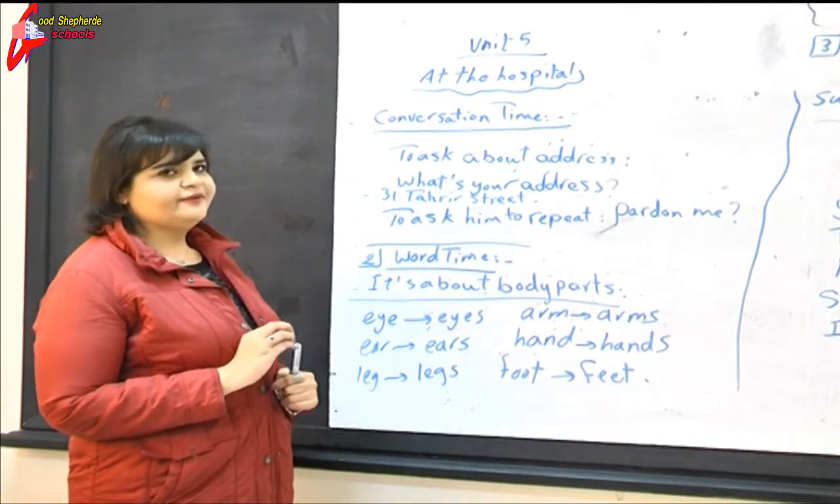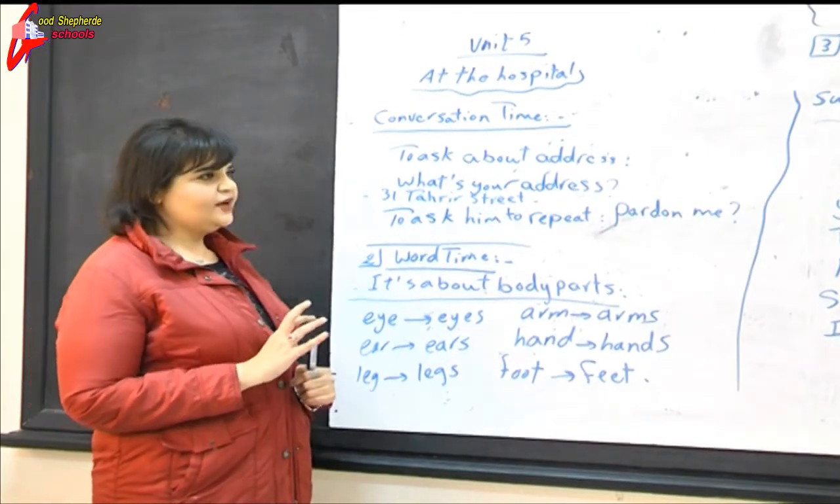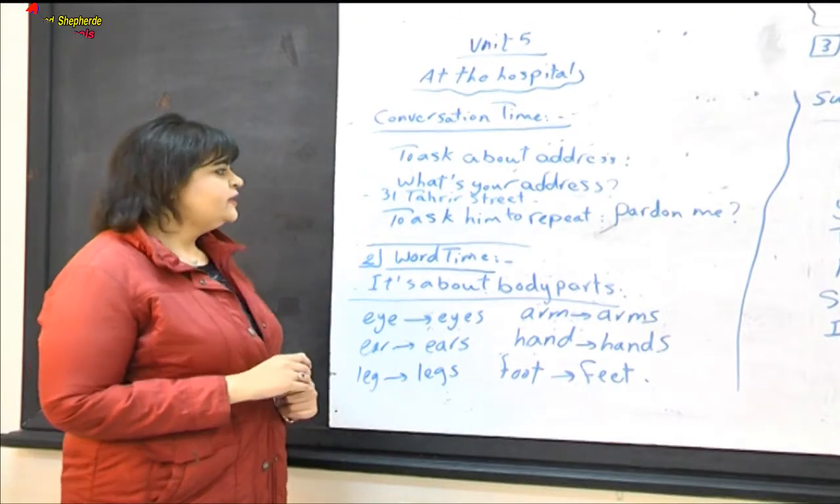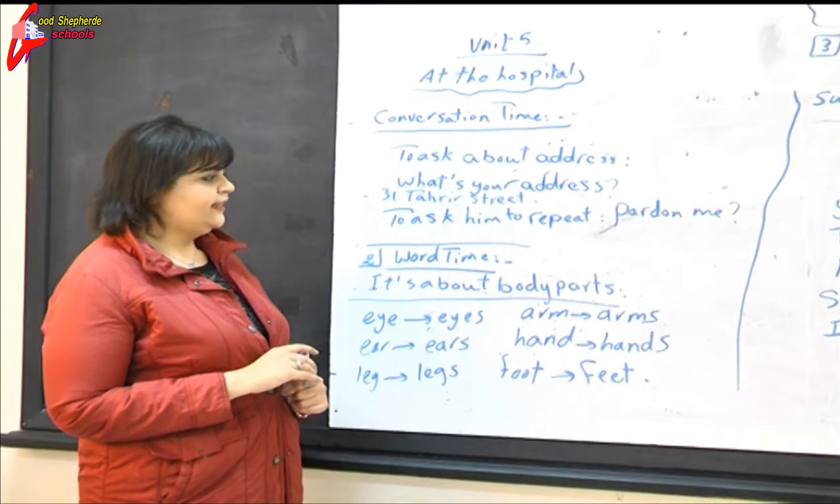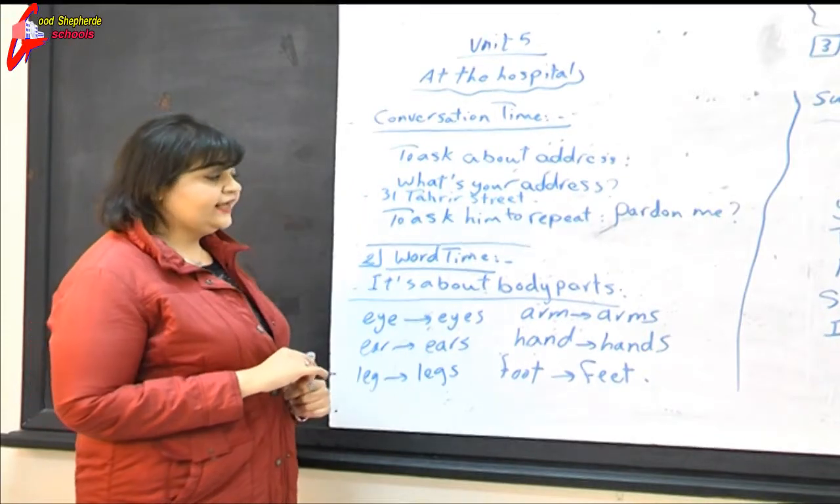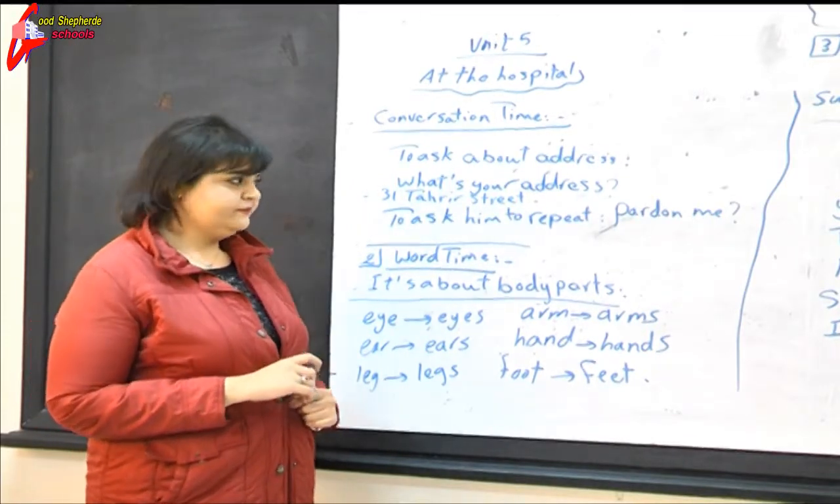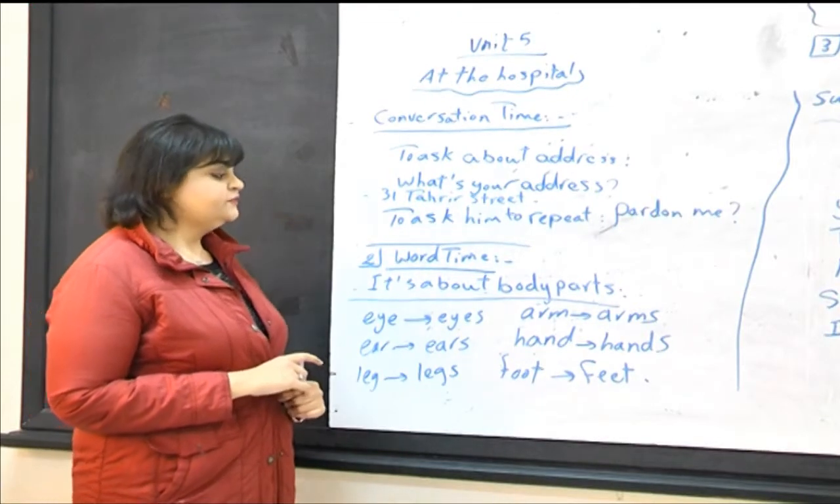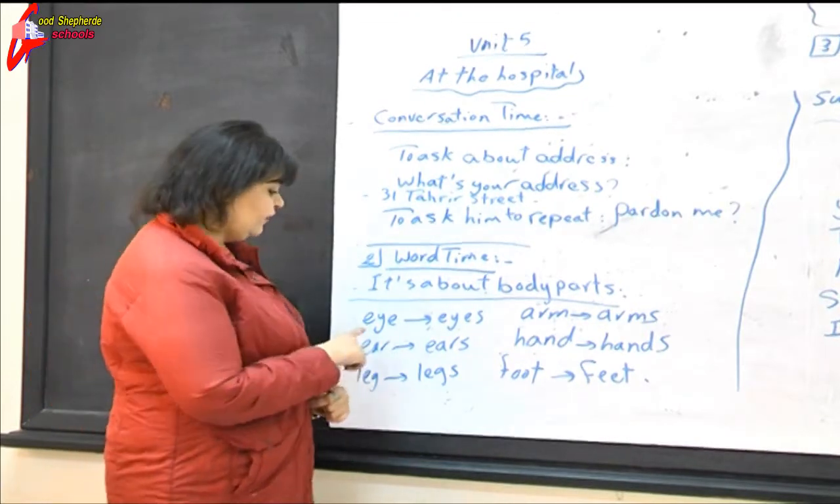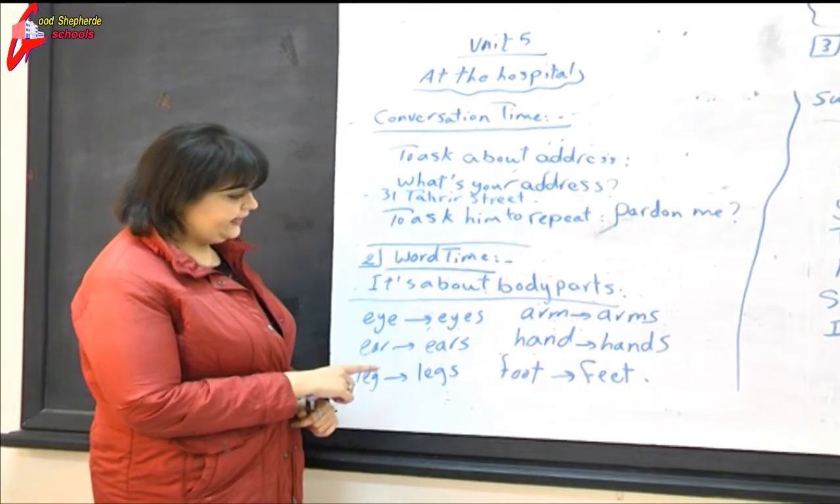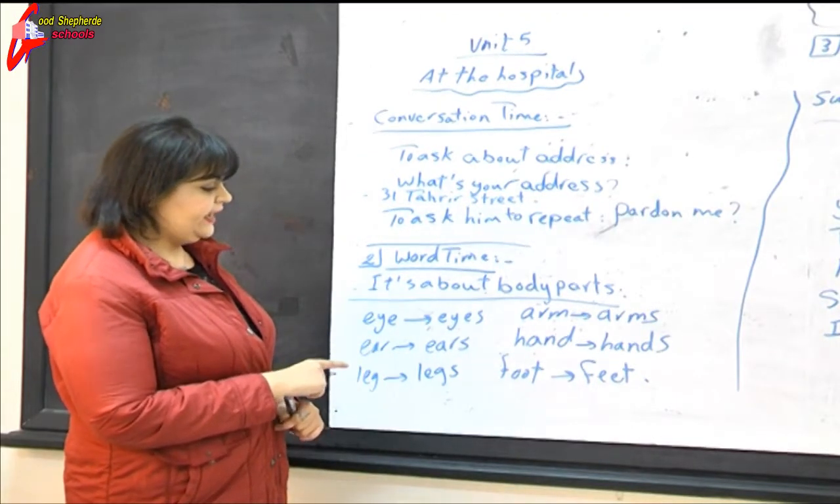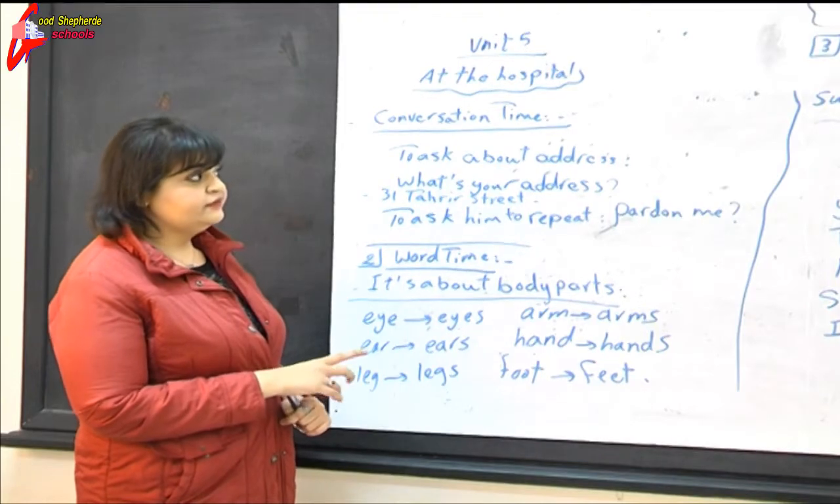Conversation time. To ask about address we use what? What's your address? To answer, 31 Tahrir Street. To ask him to repeat the answer again, you can say pardon me. Word time, it's about body parts like eye, eyes, ear, ears, leg, legs, arm, arms, hand, hands, foot, feet.